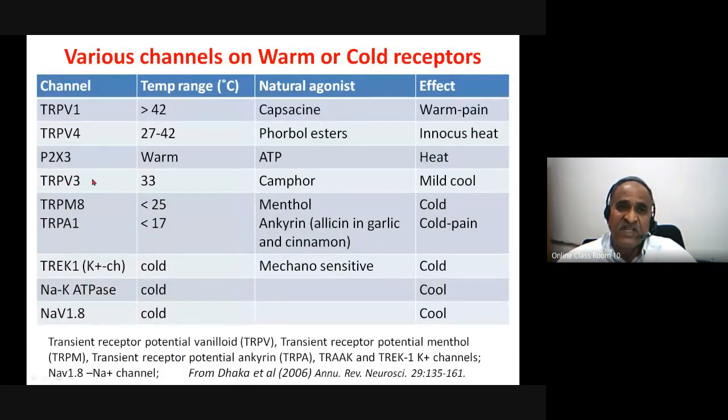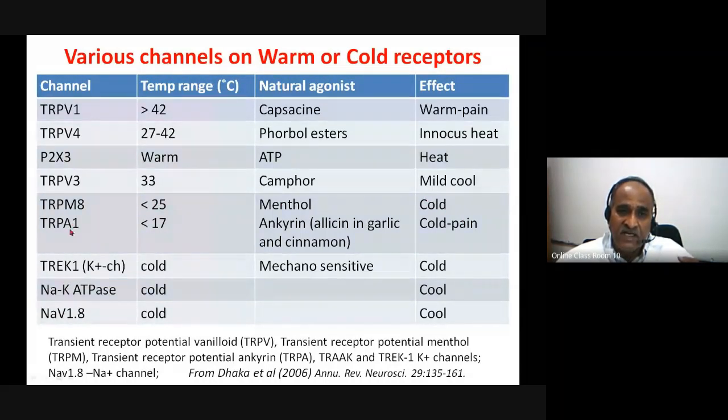Then TRPV3 channel, this is working somewhere around the temperature of 33 degrees Celsius. And at this 33 degrees Celsius, they can be activated by the camphor. TRPV3 is activated by the camphor, and they will produce the mild cool effect, the comfort effect. Then TRPM8, M is for menthol. TRPM8, less than 25 degrees Celsius, its effect is cold.